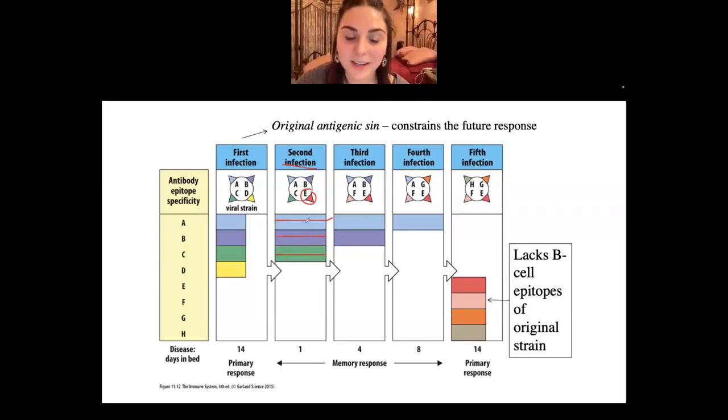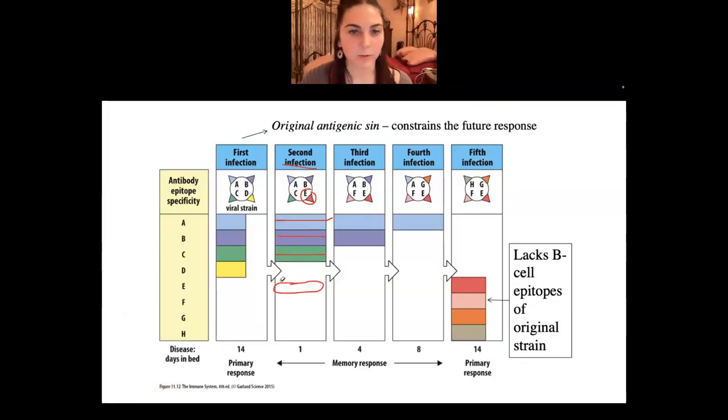But note here, the body almost like preferentially chose to use A, B, and C, the memory that it developed a year before, against A, B, and C. You made no primary response. You made no primary response against E. It's like it preferentially was like, let me just use memory. I made memory last year.